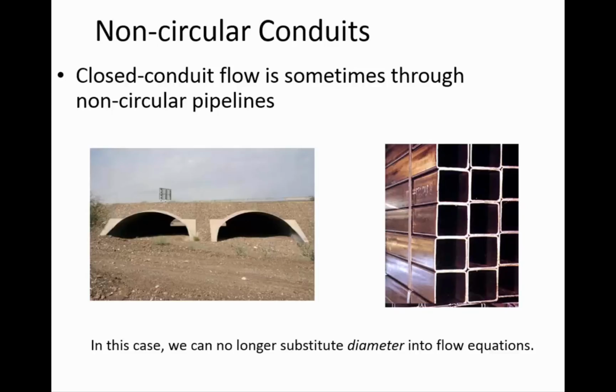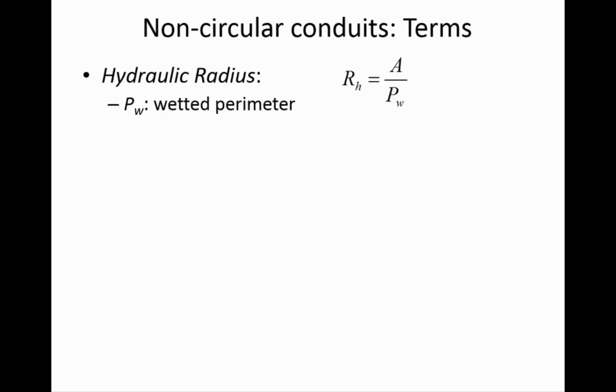And so part of today's class is just identifying how we make the substitution for different geometries when we don't have a circular pipe, when we don't have a diameter any longer. So hydraulic radius, which we use in both the Manning's equation, and also it comes into play in the Hazen-Williams equation.